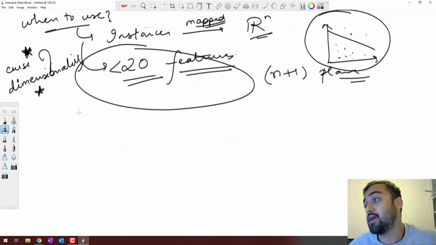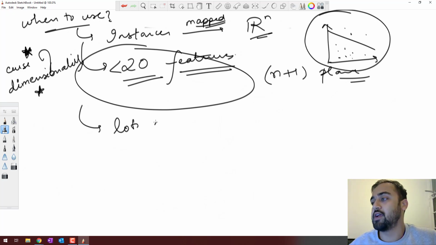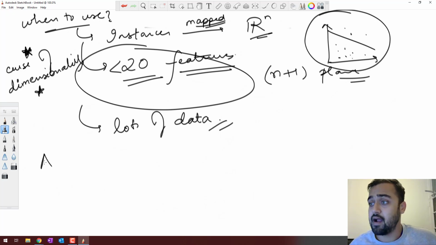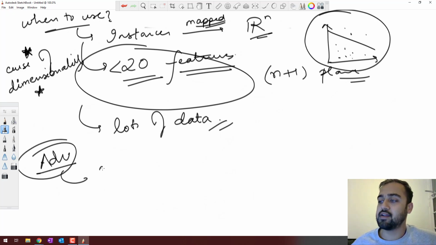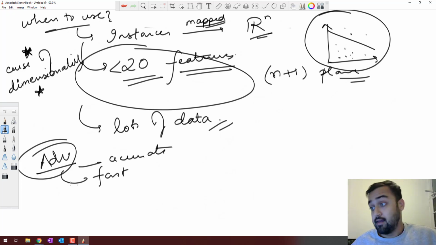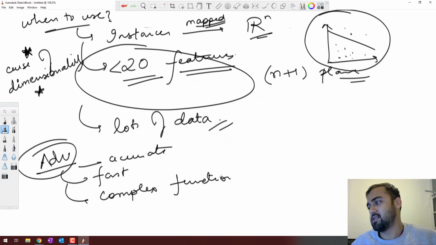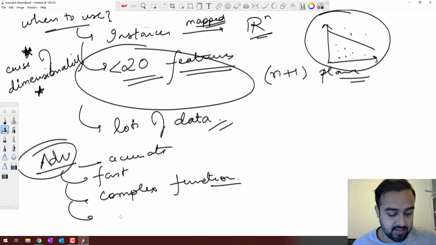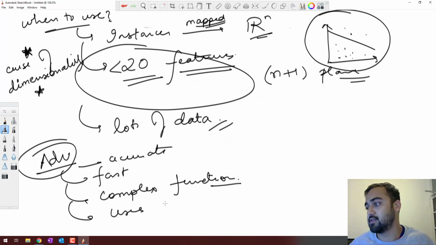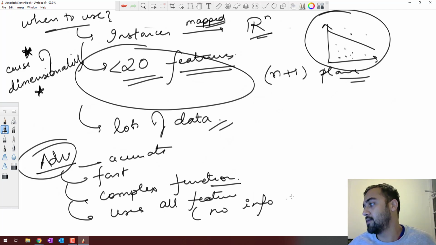We can use nearest neighbors when we have lots of data. The more the data, the better the accuracy of classification. So there are a few advantages to it. The advantages being it is fast, it's accurate, it can easily learn complex functions. There's no back propagation or anything of that sort. And it does not lose info by generalization. Basically, it keeps all instances, it uses all features, so no information is lost.